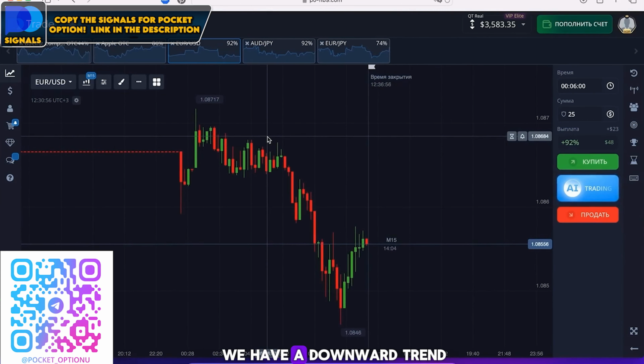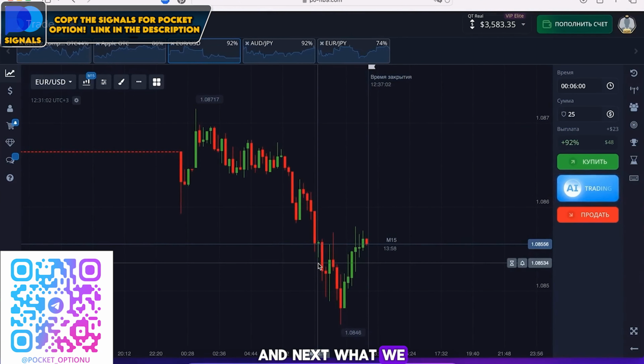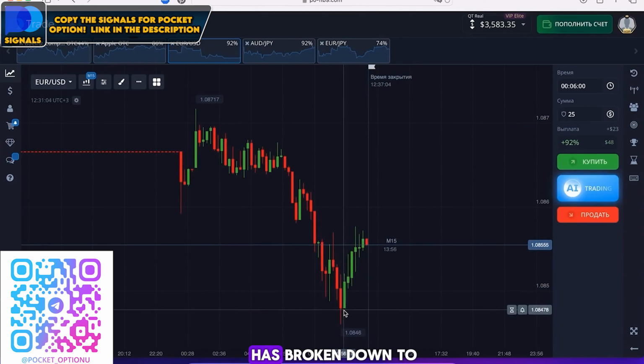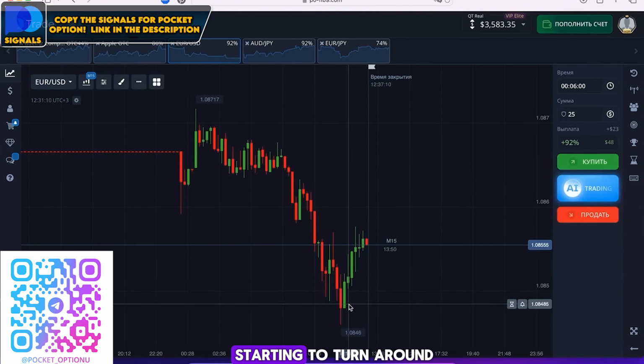We can see that we have a downward trend. So we have a very strong downward trend. And next, what we see here from the bottom is that the trend has broken down to the minimum, held it here, and the impulse has passed. Because of this, the trend is slowly starting to turn around.